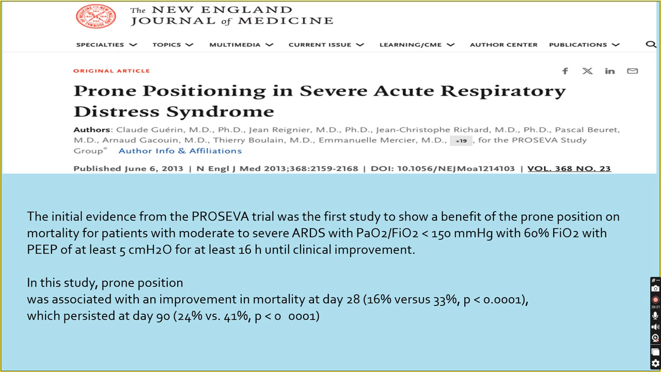So this is another intervention along with low tidal volume ventilation. The prone position is one of the very, very important interventions which improves the mortality in ARDS patients. Next slide.